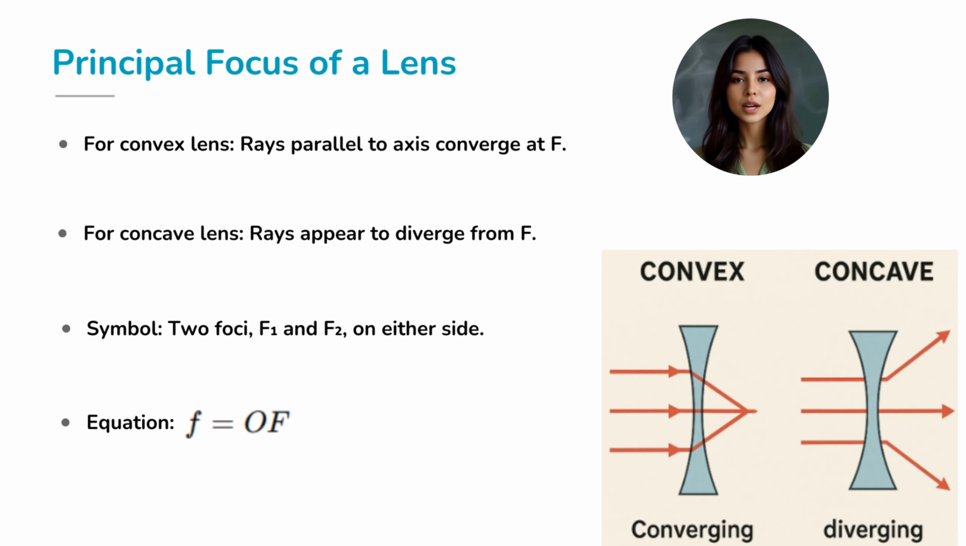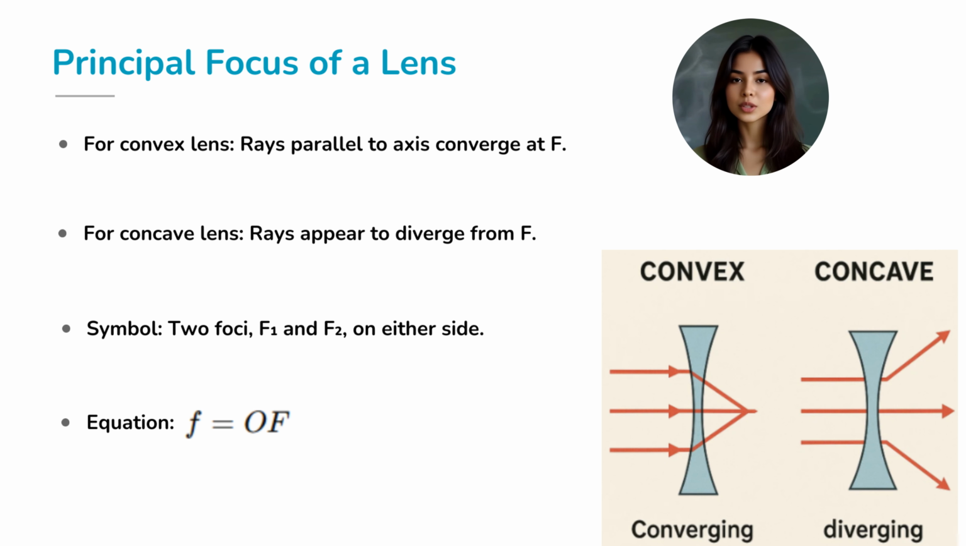Alright students, time to meet one of the most important stars in lens optics, the principal focus. Let's start with a convex lens. If rays of light come in parallel to the principal axis, they all bend inward and meet at a single point on the axis. That point is called the focus, and it's where the magic of convergence happens. Think of it like friends agreeing to meet at the same cafe. No matter where they come from, they all end up at the same spot.